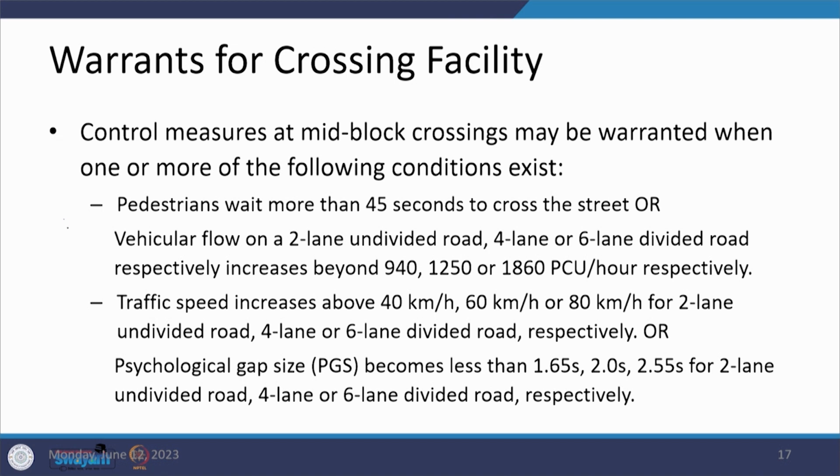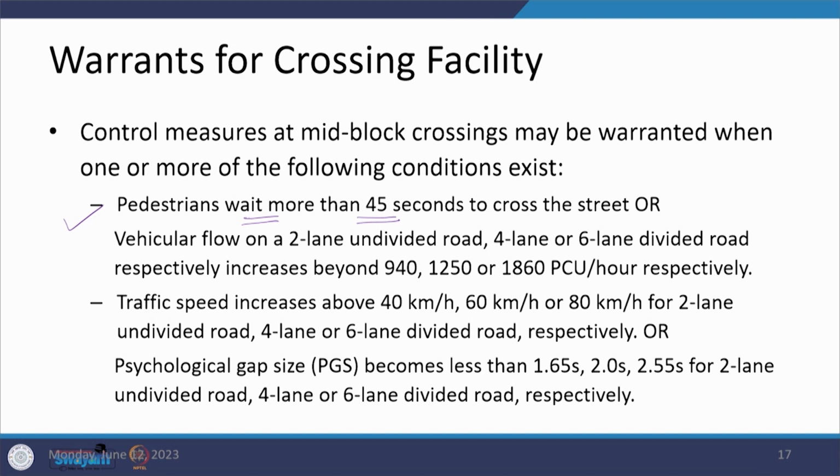So, the first one speaks of the wait time, and here the wait time has been defined as 45 seconds. So, if a person has to stand on the curb side and wait for 45 seconds, that means the traffic is too high and we should go for certain control measures, or we should go for providing some additional or different type of facility for the crossing of pedestrians at this location.